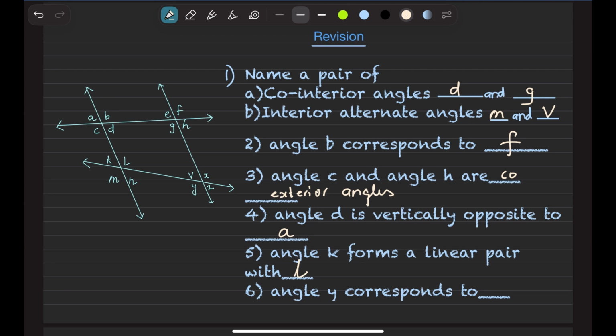Angle Y corresponds to dash. Where is angle Y? Okay, here it is. These are our parallel lines. So M is the answer. I hope you are not finding this tough, guys.